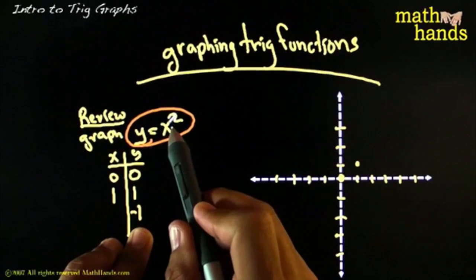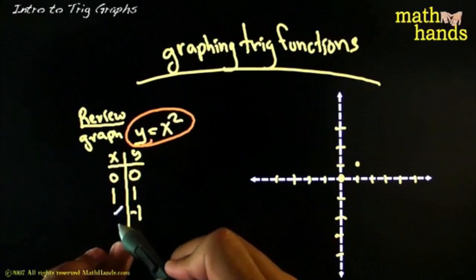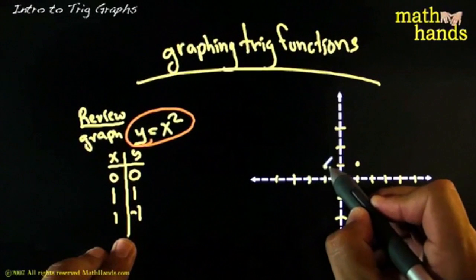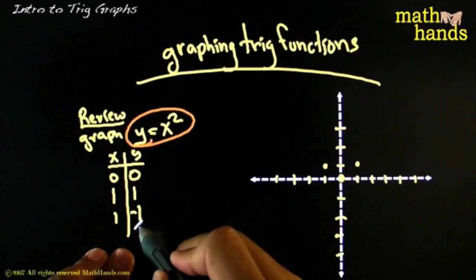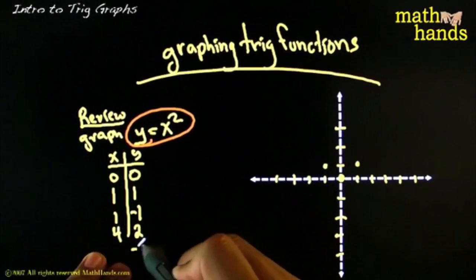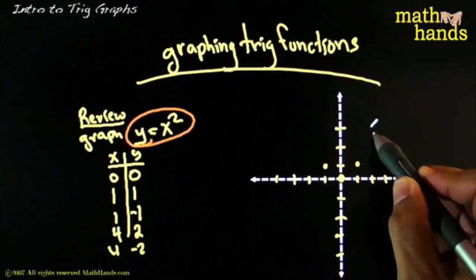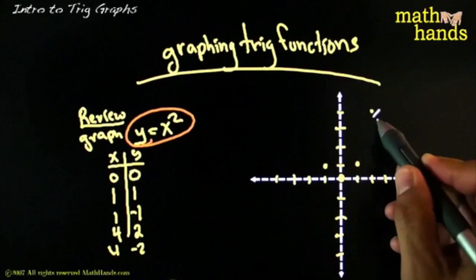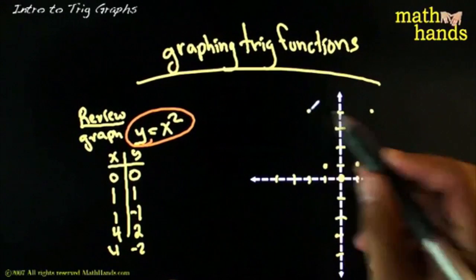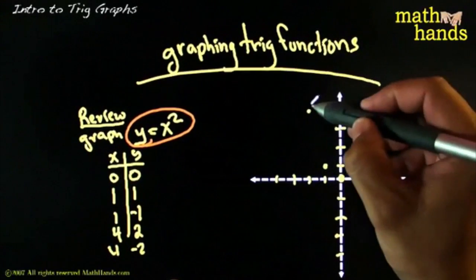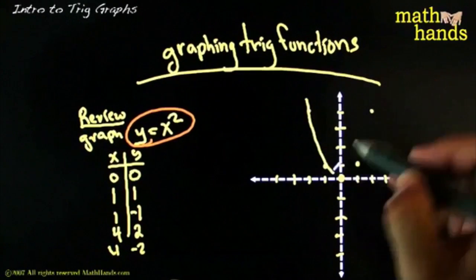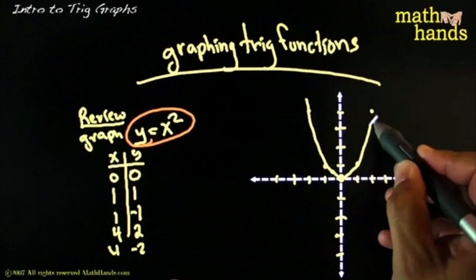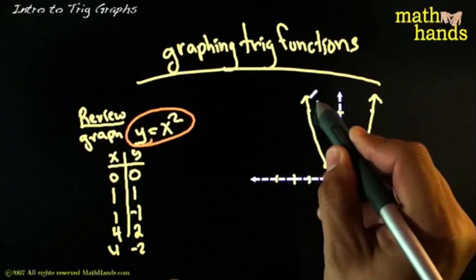If x is negative 1, you'd have negative 1 times negative 1, that's positive 1. So when x is negative 1, y is positive 1. When x is 2, y is 4. When x is negative 2, y is 4. And now you're starting to get something that is somewhat more representative of the graph.